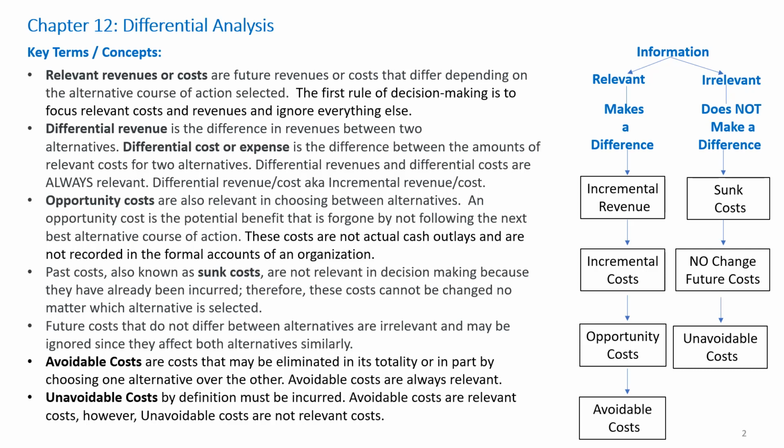Managers will also discuss costs in terms of being avoidable and unavoidable. Avoidable costs are costs that may be eliminated in their totality or in part by choosing one alternative over the other. Unavoidable costs, by definition, must be incurred. Avoidable costs are always relevant costs, while unavoidable costs are not relevant costs.